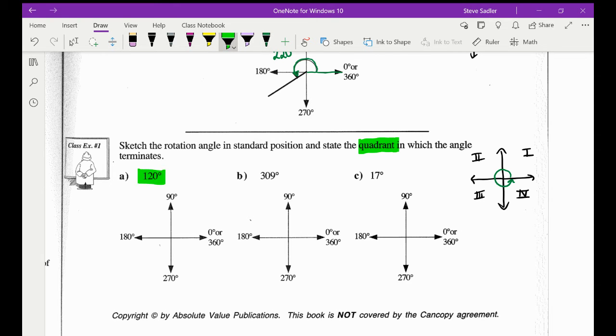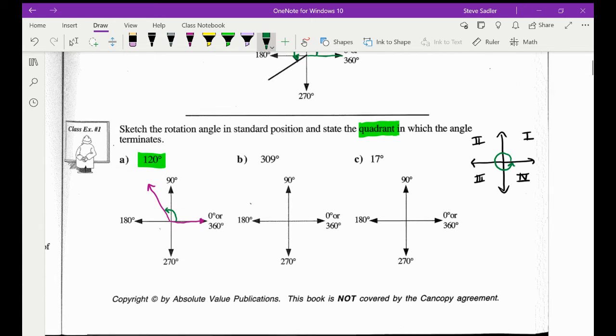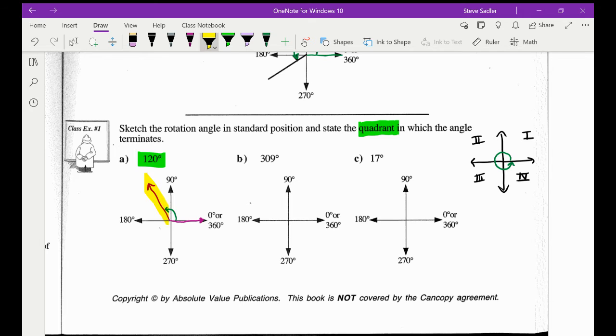All right, so let's do 120 degrees. We don't have to get it exact, but we do need to get it in close enough. If we start along this arm, this is 0. Straight up is 90 degrees, and then the negative x is 180. So our terminal arm is going to be between 90 and 180, and a little bit closer to 90, so I would draw it somewhere right there. And the angle would be like that. The terminal arm is right here, and that means this is in quadrant 2.